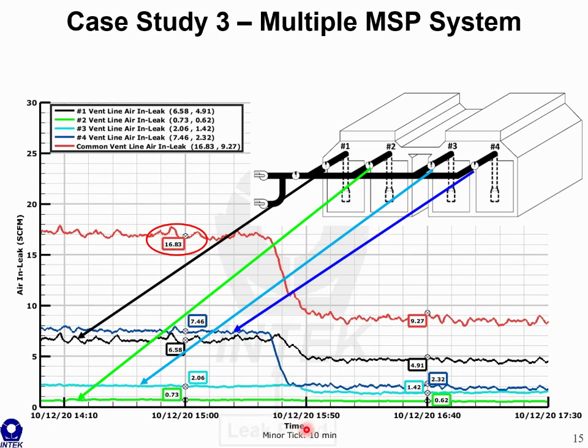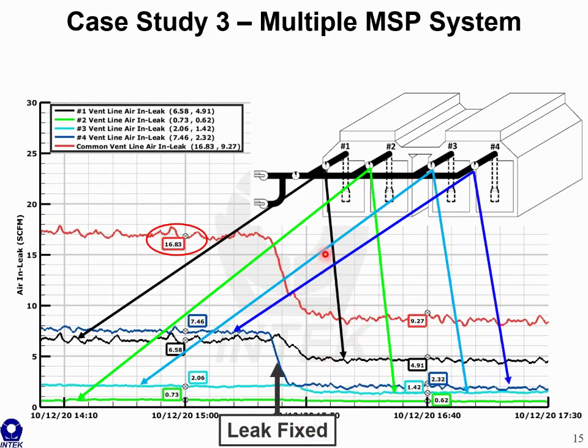During the leak audit, a leak was found on a line that penetrated near the number 4 bundle. When the leak was fixed, you can see the air and leakage drop, specifically on the number 4 bundle, greater than in any other bundle, leaving a total air and leakage of approximately 9 SCFM.